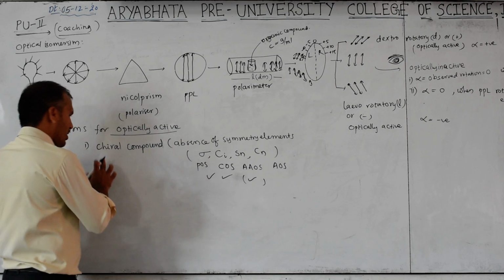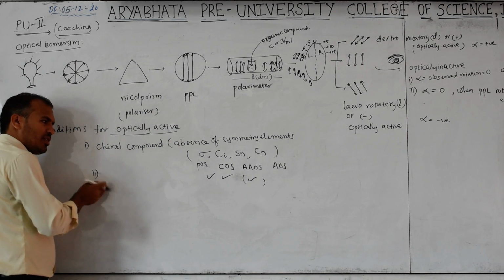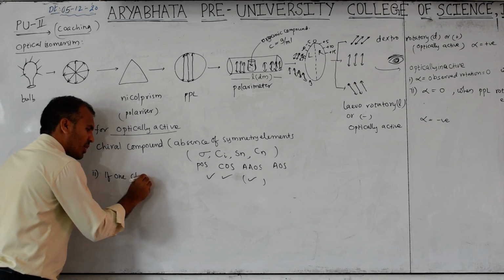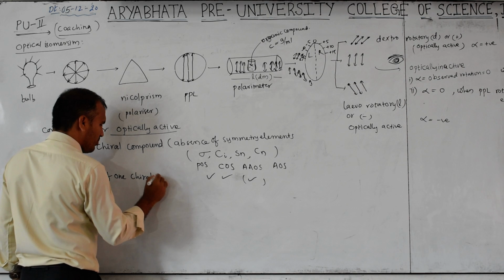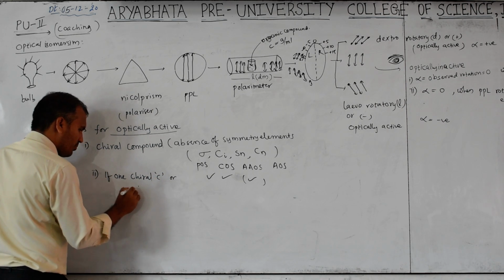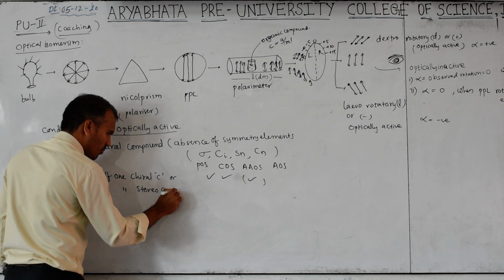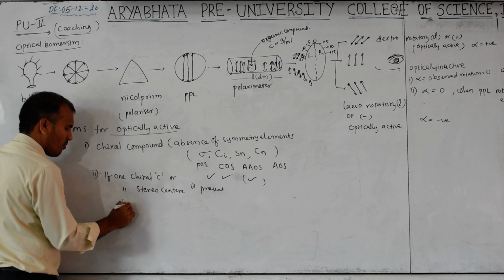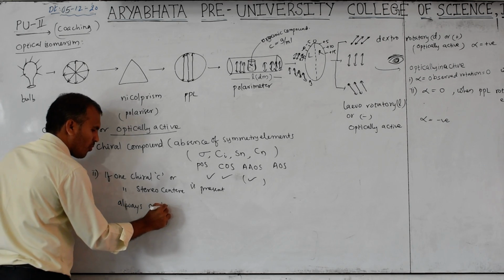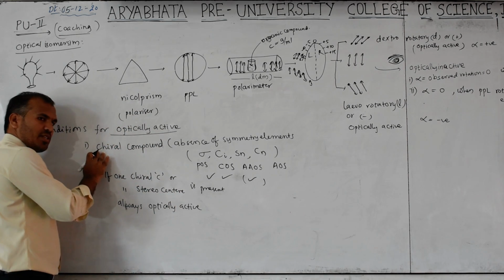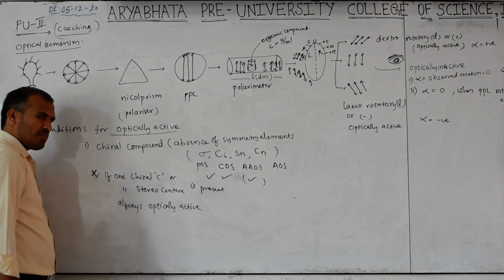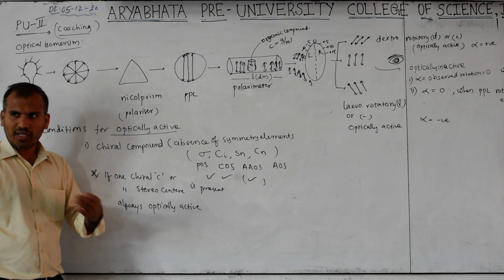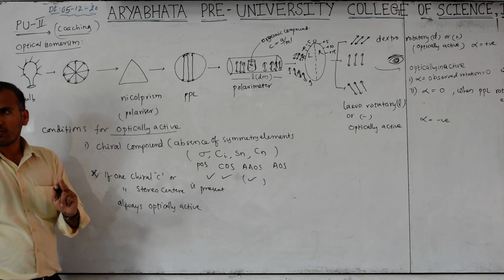Now this is one condition. It is involved in the first one only, but you have to remember this. If one chiral carbon or asymmetric carbon, one stereocenter, is present, it is always optically active. Actually the first condition is the only correct one, but we have to remember this. A chiral carbon is also called a stereogenic center or stereocenter. Stereocenter or chiral has some meaning, I will tell next. So if only one is present, it is always optically active.